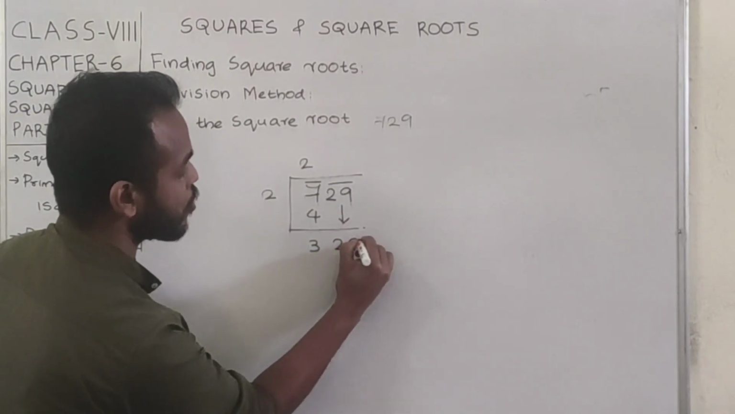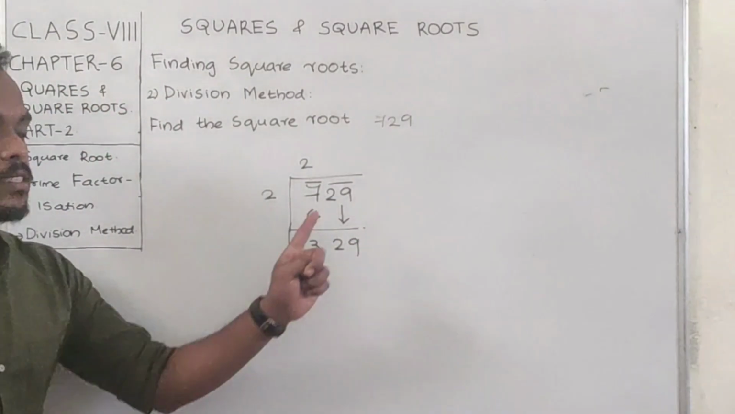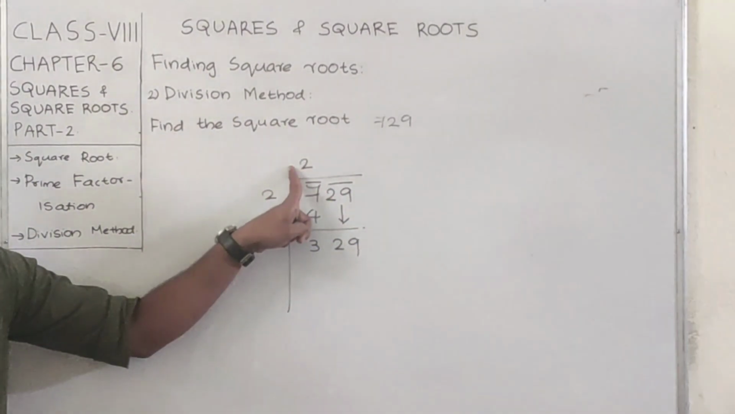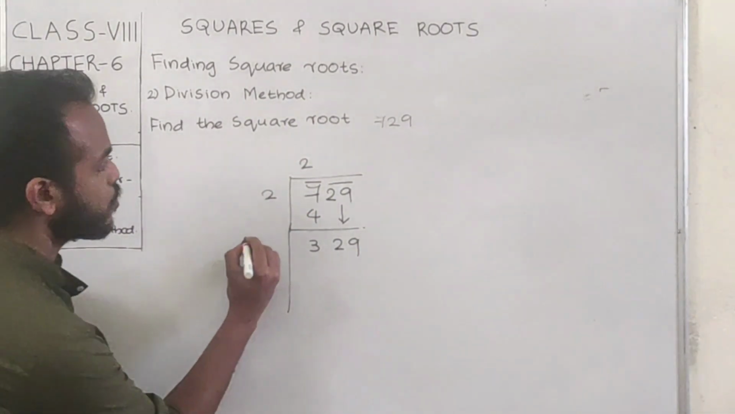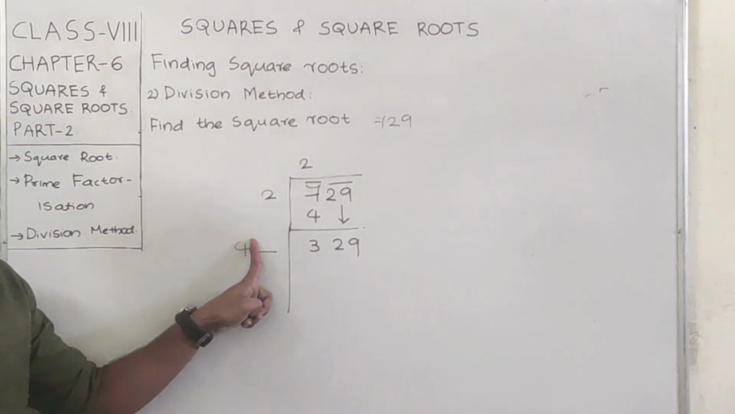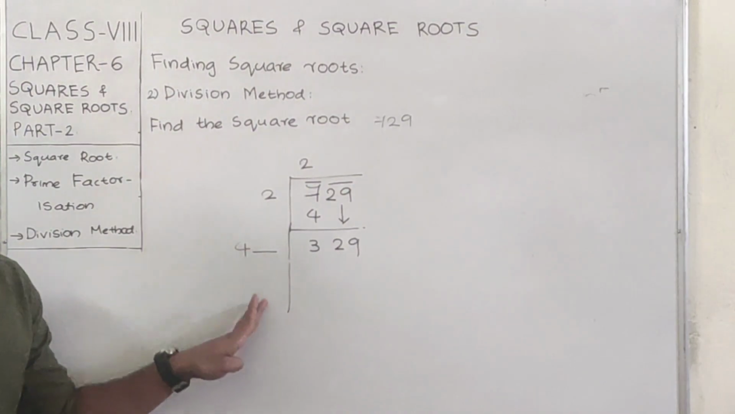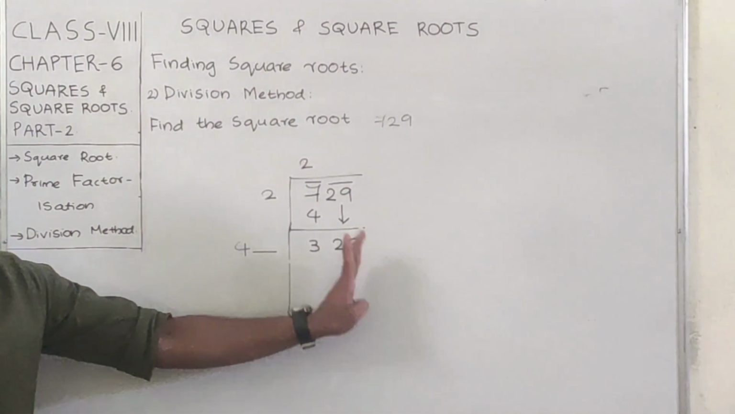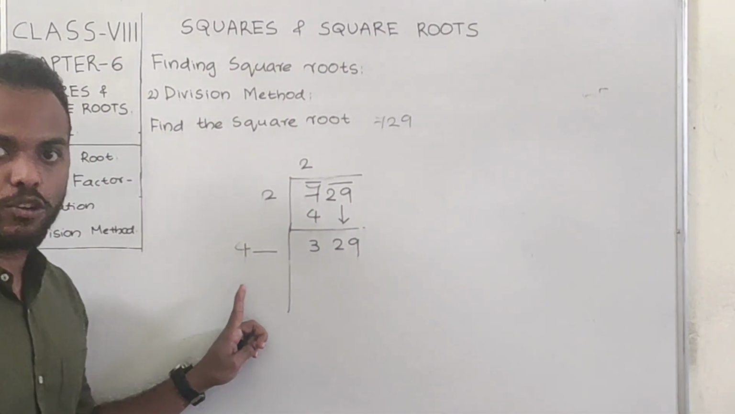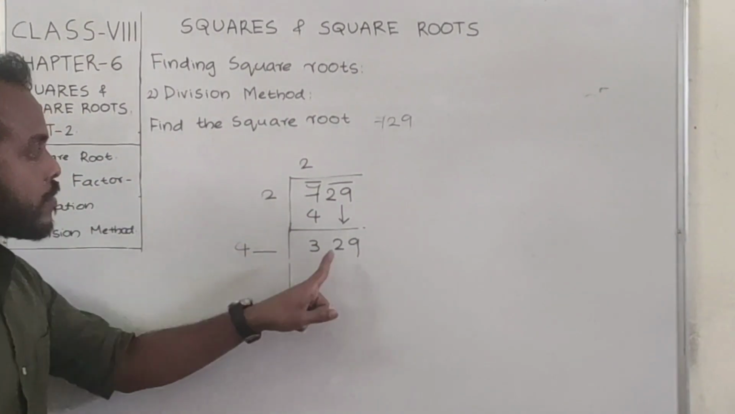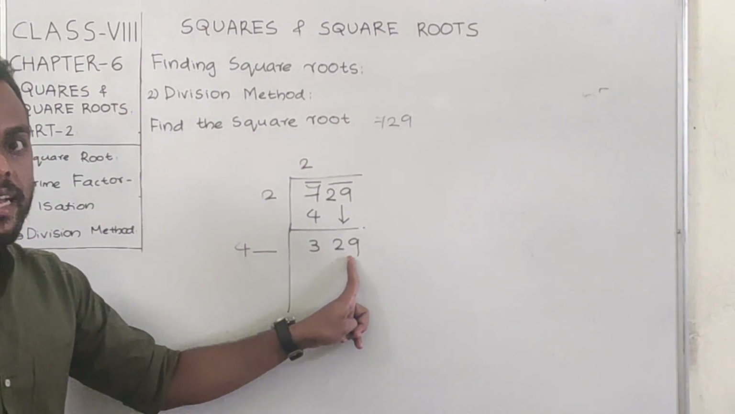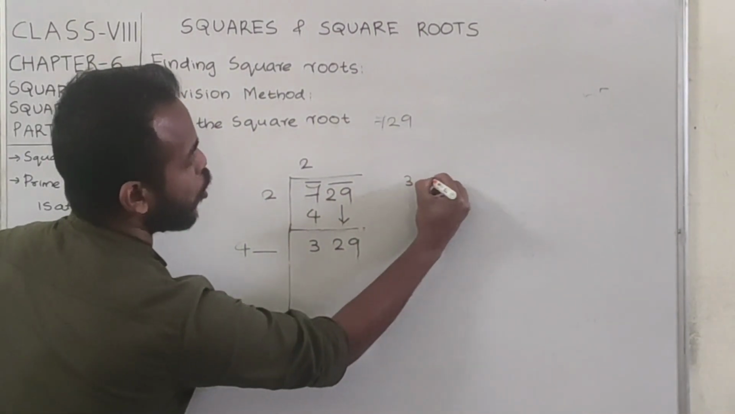Then 29 can be written over here. Remember the next step: take the double, not the square, double of the quotient. Who is the quotient over here? 2. The double of 2 is 4. Now we will put a number here such that the product of this number and that number itself will give us 329 or under 329. So obviously it will not be 1 or 2. It will be a number which will result in 9 in the units place. So we can guess that number to be 3 or 7.